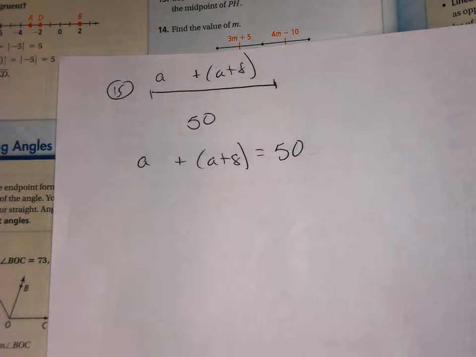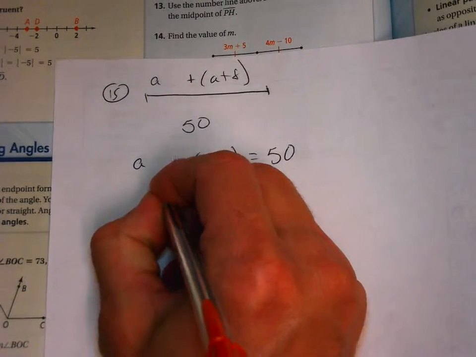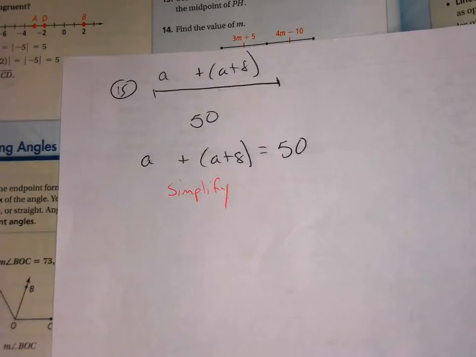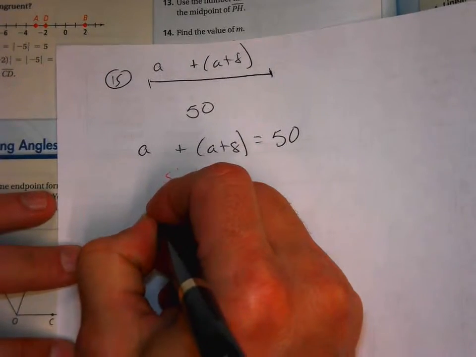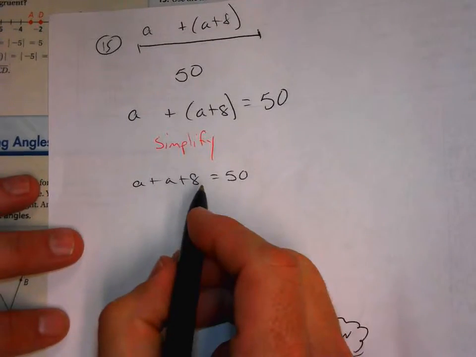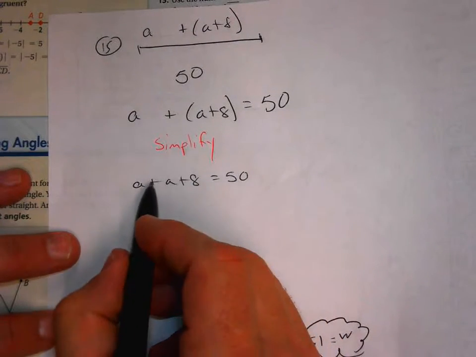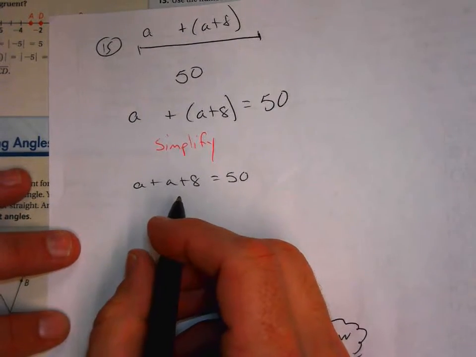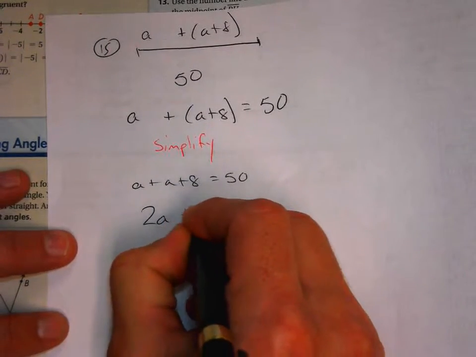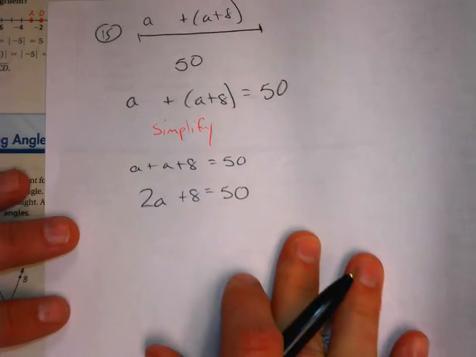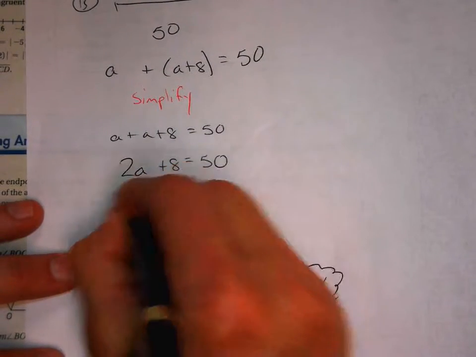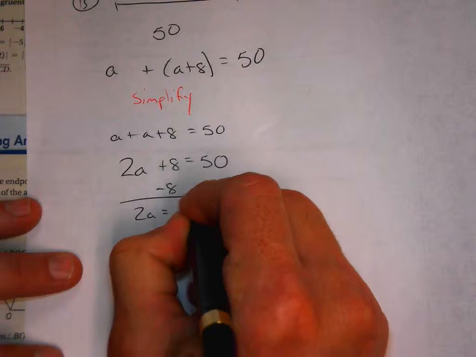So from here, we just simplify, right? So you remember, simplify before solving. So I have a and a plus 8, right? So a plus 8, that's going to equal 50. And now I'm going to combine like terms. That's what simplifying is. Here's an A, here's an A. How many are there? There are 2 of them. So 2 A's. 2a plus 8 equals 50. The rest is undo. Right? So we're going to undo plus 8 with a minus 8. Then we have 2a equals 42.